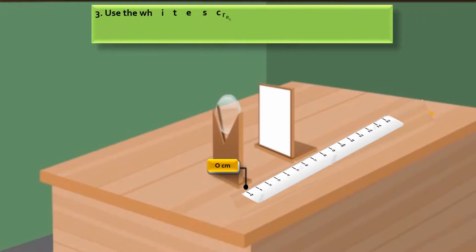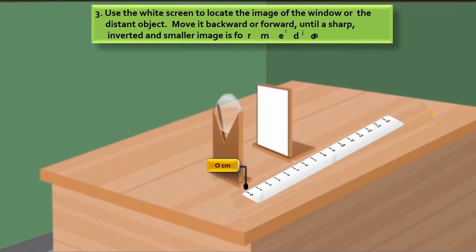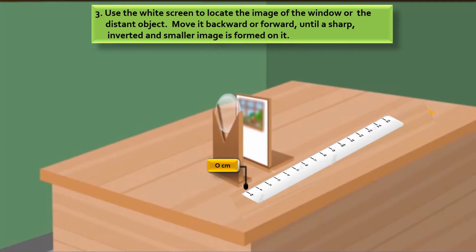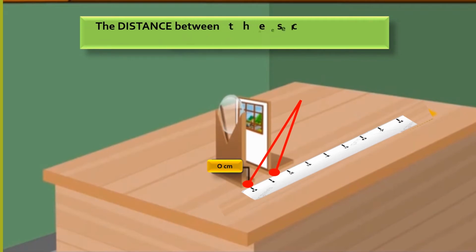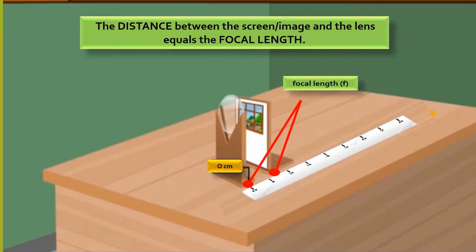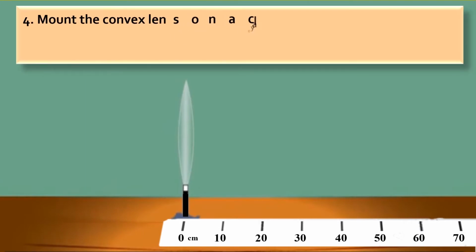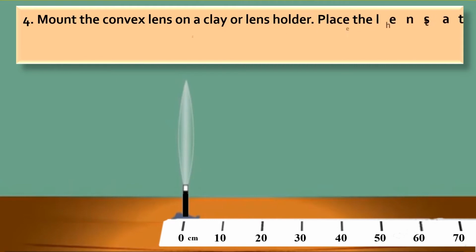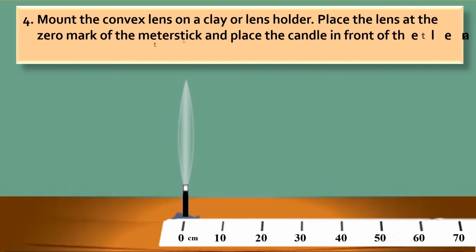Then, you're going to use the white screen to locate the image of the window or the distant object. Move it backward or forward until a sharp, inverted, and smaller image is formed on it. The distance between the screen and the lens, or between the image and the lens, equals the focal length. Number 4. Mount the convex lens on a clay or lens holder. Place the lens at the 0 mark of the meter stick and place the candle in front of the lens at the 70 centimeter mark.